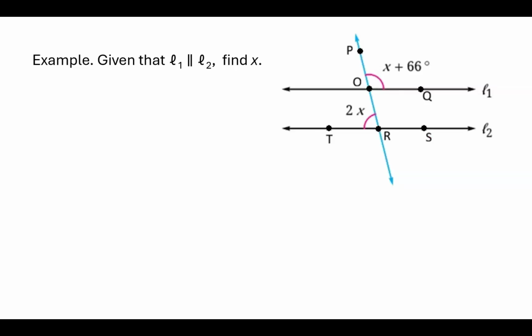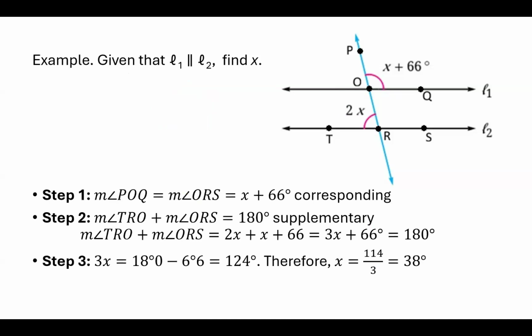An example involving a transversal line would be if you have parallel lines. By the way, this is the symbol for parallel lines. When I read this, I would say, given that L1 is parallel to L2, find x. Notice these are my two parallel lines, and I have this angle, which has a measurement of 2x, and this angle that has a measurement of x plus 66. To find the value of x, I'm going to use those properties.